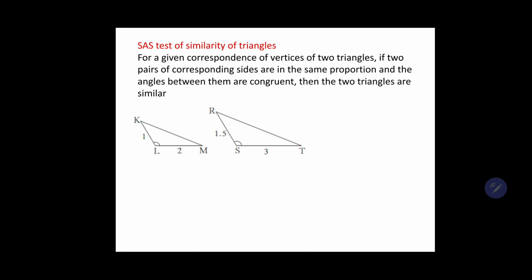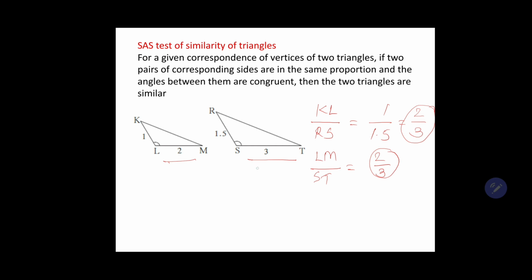So if we consider these two diagrams, triangle KLM and triangle RST, and take the ratio of KL divided by RS, it will be 1 divided by 1.5, which can also be treated as 2 by 3. Similarly, if we take another ratio, LM divided by ST, that is equal to 2 divided by 3. As we can see, for both of these ratios we have the answer 2 by 3. So these two sides are in proportion, that is KL and RS, the first pair, and LM and ST, the other pair.